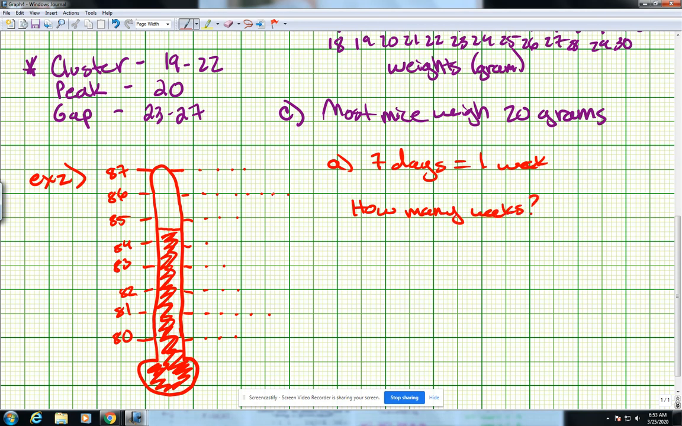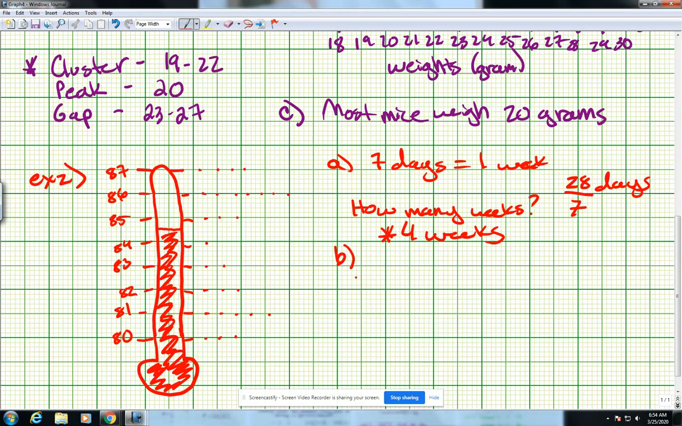Well, if each of these dots represents a day, and we count up how many total we have, looks like we have 28 days. So if I have 28 days, and there are 7 days in a week, if I divide 28 by 7, I would end up getting a total of 4 weeks. So this data display represents 4 weeks of temperatures.